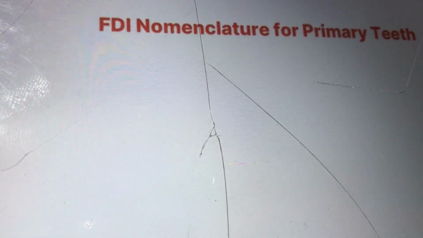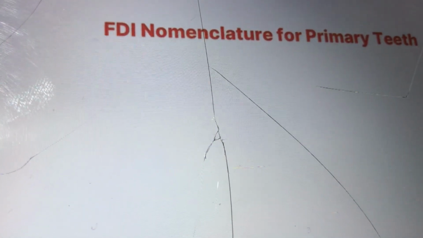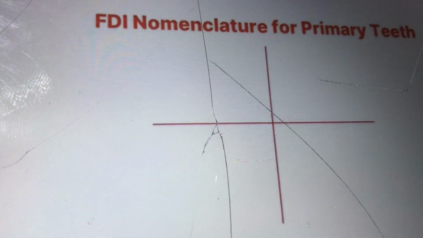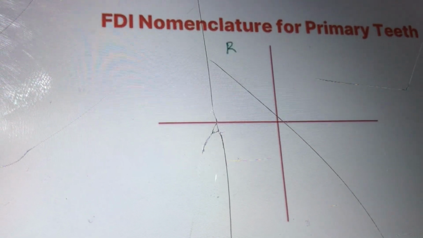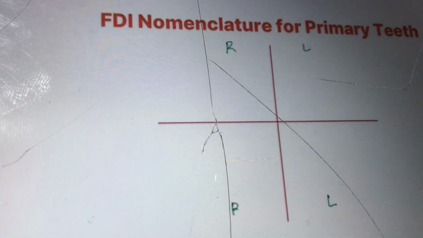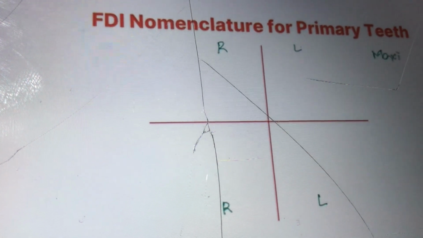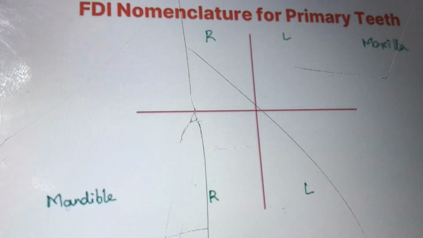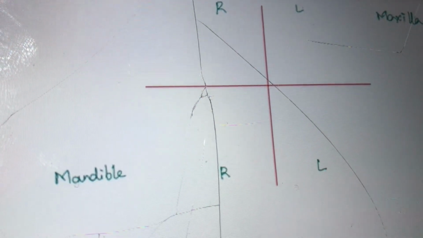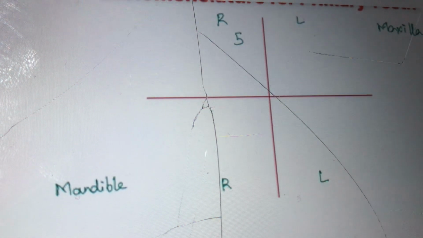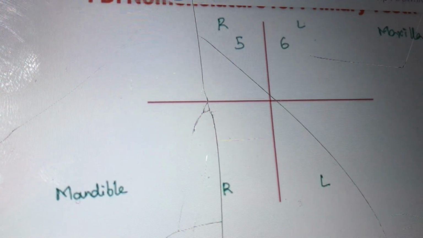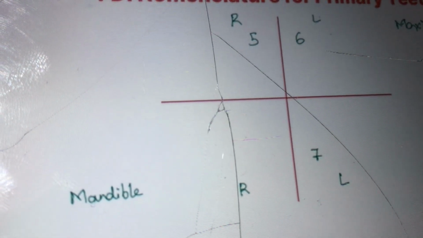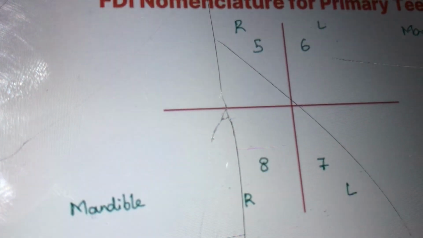So let's see the FDI notation for the primary teeth. As I told, we can divide the mouth into 4 quadrants. So you have your right, left, left and right. This is your maxilla and this is your mandible. So you start numbering the quadrants. The right maxillary quadrant for primary teeth is numbered as 5. For the left maxillary, you number it as 6. The lower left mandibular, you number it as 7. And the lower right, you number it as 8.